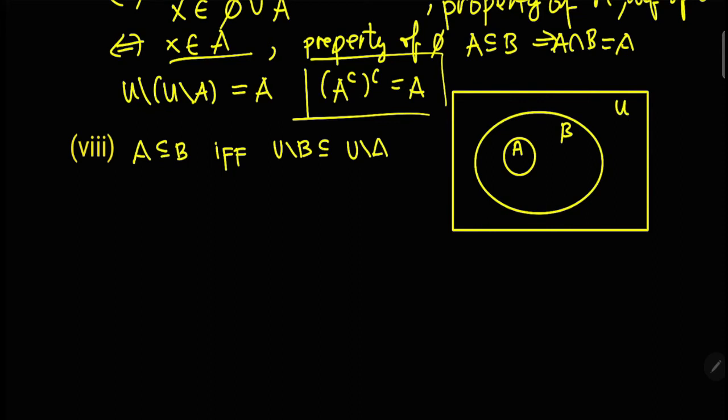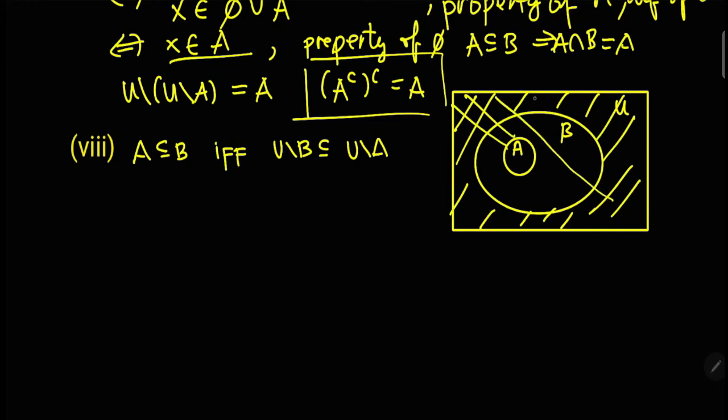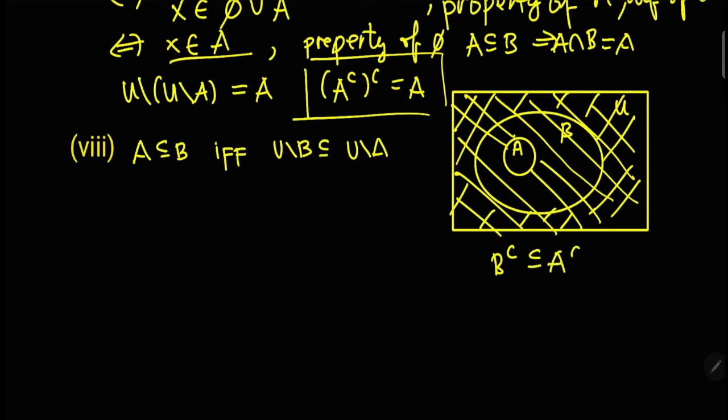Okay. So if A is a subset of B, then what about the complement? So you get the B complement. B complement is here, anything that is outside B. On the other hand, A complement is anything outside A. So it also includes all that is outside B, but it's actually bigger than that, right? And B complement is contained in A complement. So we can see here that B complement is contained in A complement.